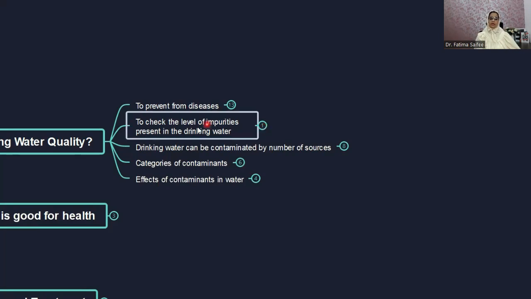Now, second, to check the level of impurities present in the drinking water. Now we understand there are impurities in the water, but we have to check the level of the impurity. That we can only do through a laboratory test.